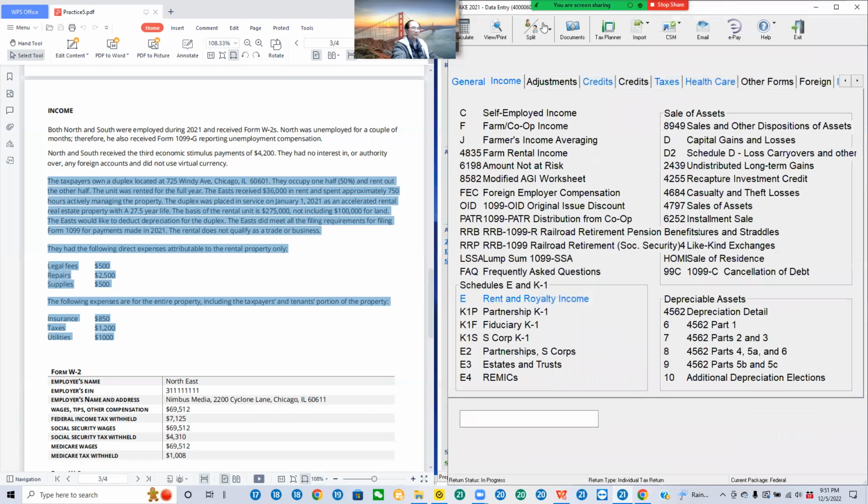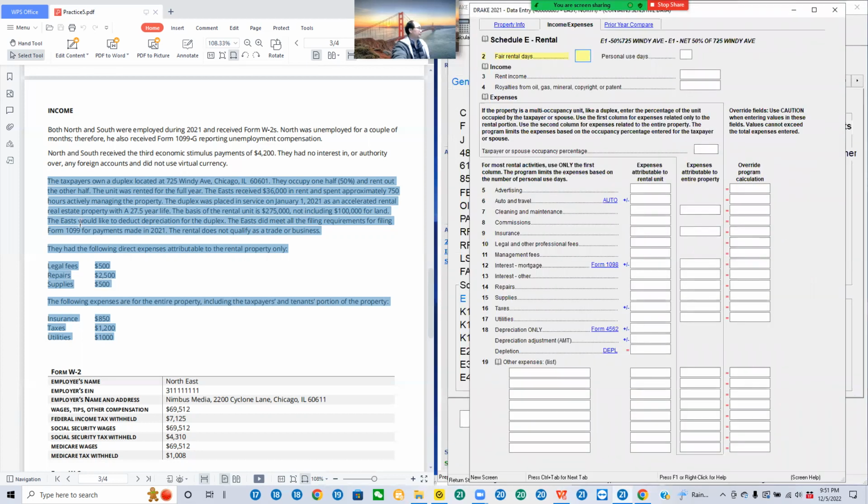So now, income and expenses. They rent 365 days. The rental income, they have that 50% part of it, and there's no personal use. I'm talking about only the rental portion of it. They live in one part, they rent one part. The part they rent out is all rent. It is 3,000 per month, 36,000 per year.